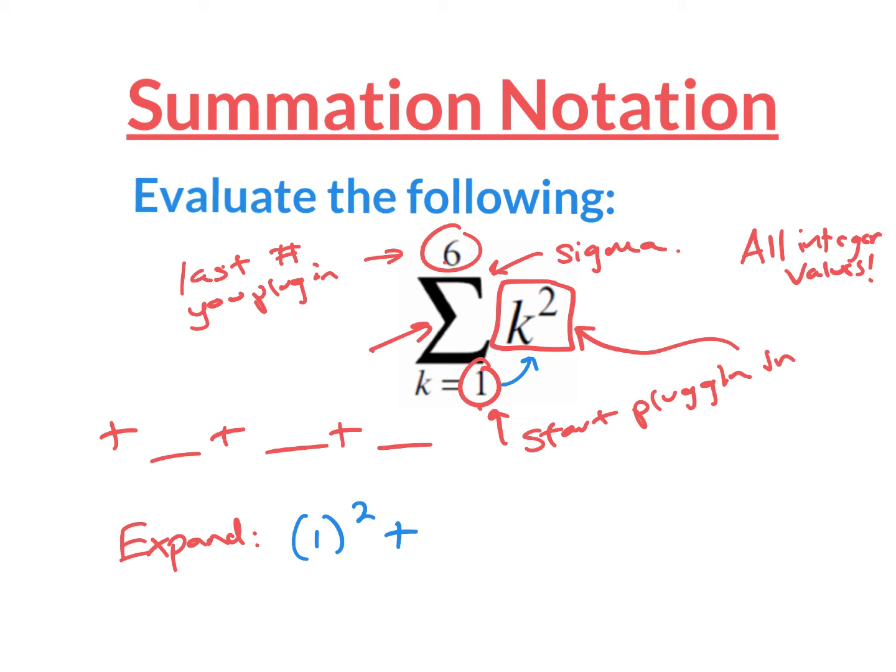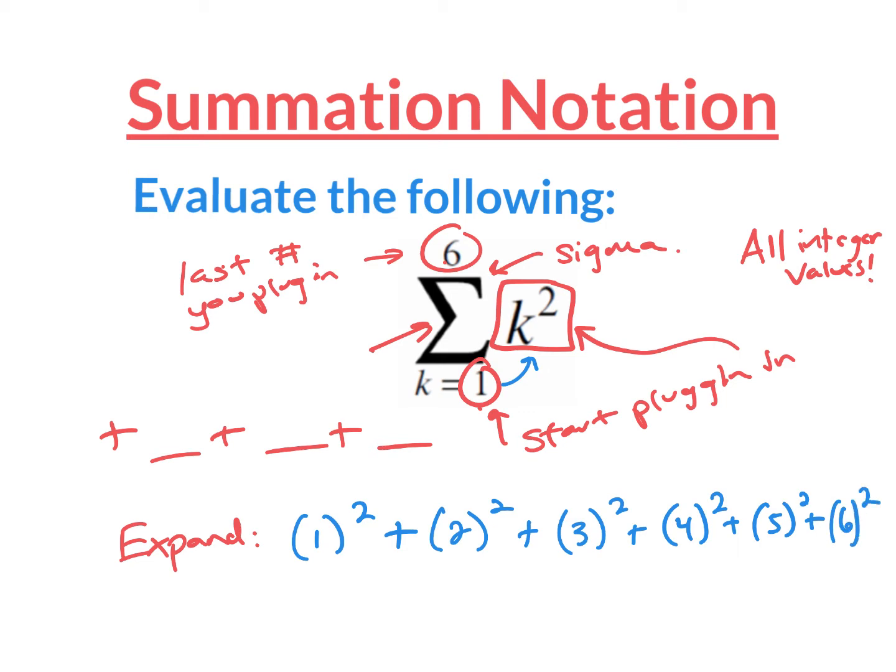And then we move to the next integer above 1, which is 2. And I plug 2 in for that equation, so it'd be 2 squared. And then I plug in 3 for that equation, 3 squared. And then I plug in 4, and then I plug in 5. And then lastly, that top number says I'm going to stop by plugging in 6. That's what the expanded form of that notation looks like.